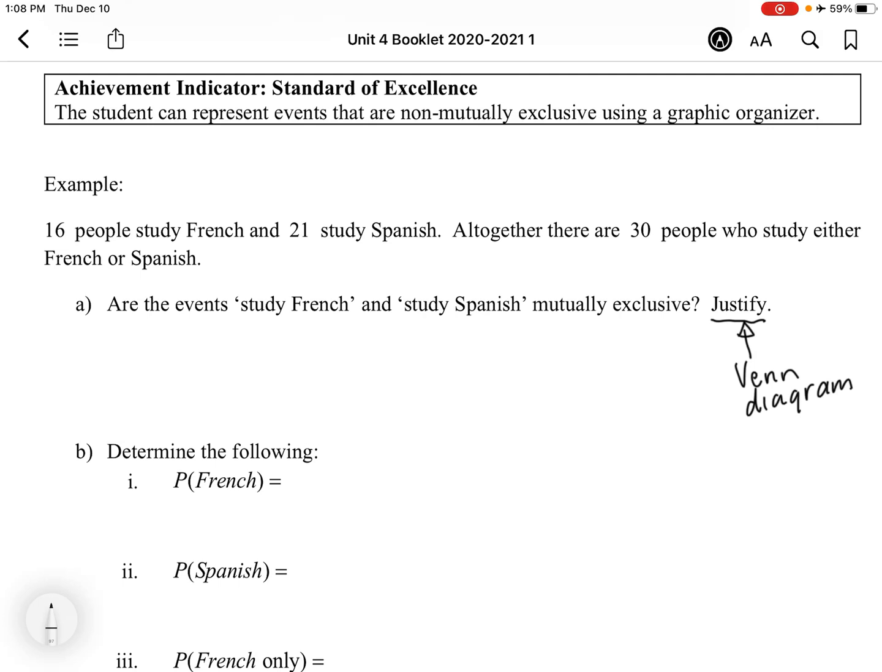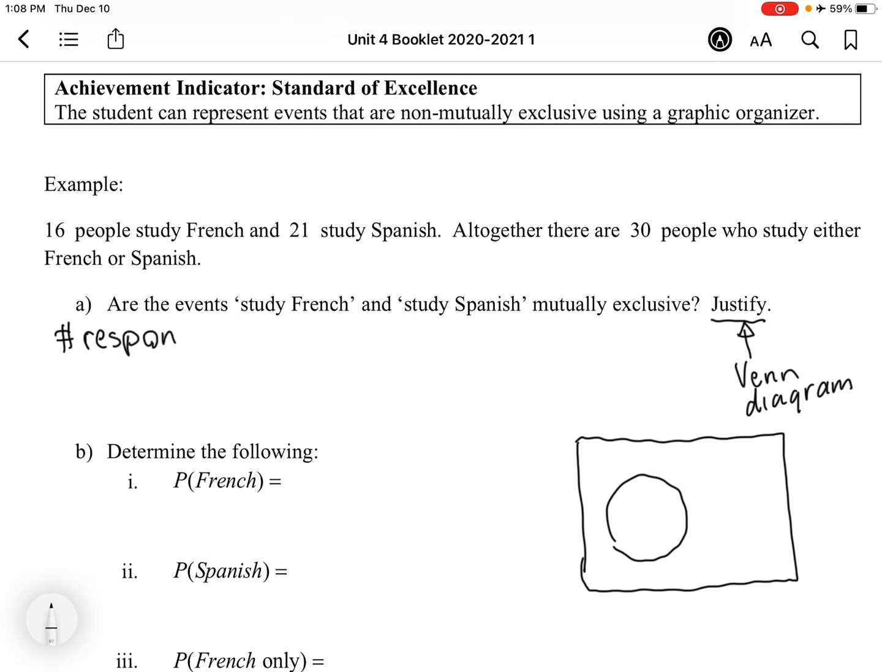All right, so let's go. Here's my Venn diagram. And I've got people who study French and Spanish. Actually, I shouldn't draw the bubbles yet because I don't know whether they're going to overlap or not. All right, let's think about this. There's 16 people who study French and 21 who study Spanish. If I think about the number of responses altogether, 16 plus 21, that's 37. But there were only 30 people who study either or.